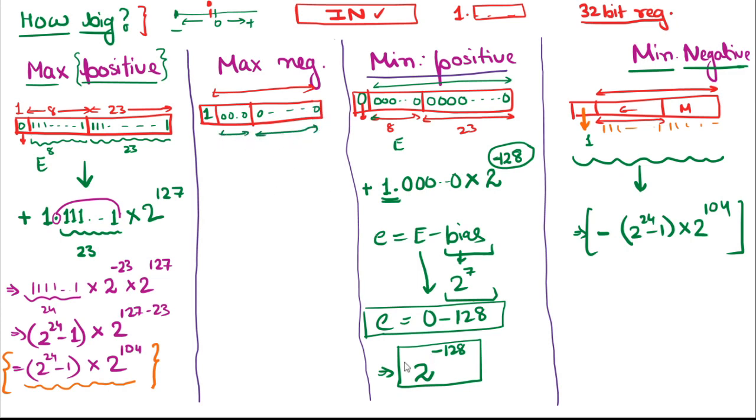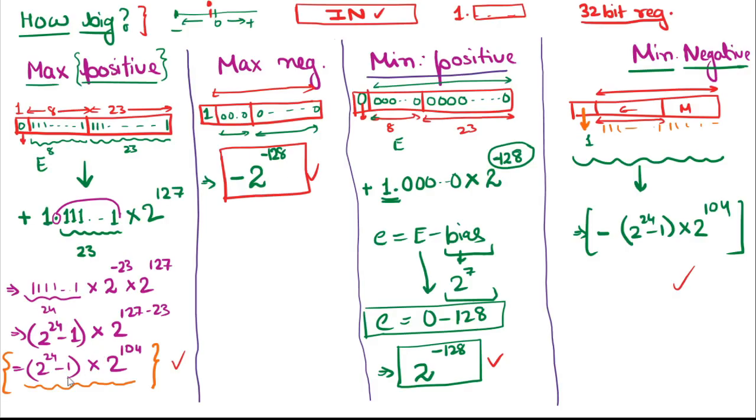Now we know the magnitude, so we can directly write, like how we wrote here, that the maximum negative value that is possible is minus of 2 to the power minus 128. So now you can see here the maximum negative value is this, the minimum positive value is this, the minimum negative value is this, and the maximum positive value is this.